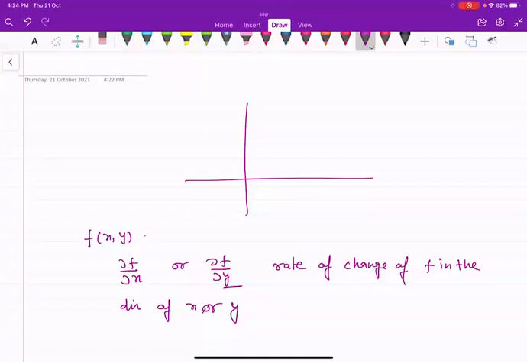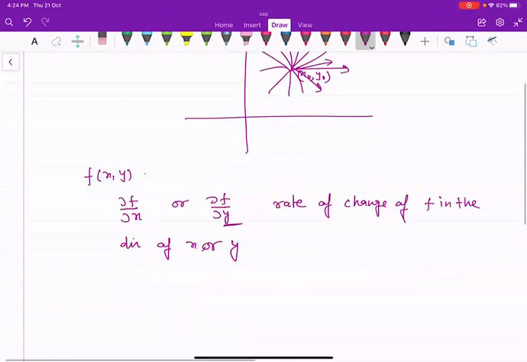But in a space there exist more than these two directions. There are infinitely many directions. Suppose there is some point x naught, y naught, and there doesn't exist only these two directions. There exist more directions also. So in that case, we are required to introduce directional derivative.